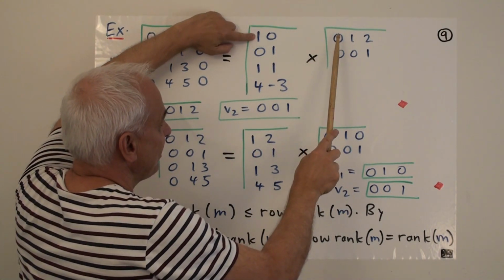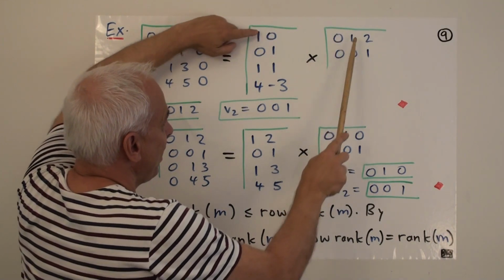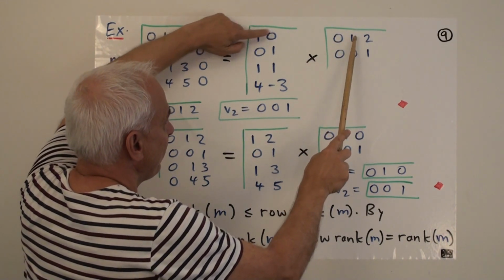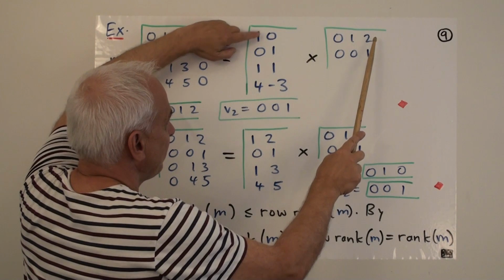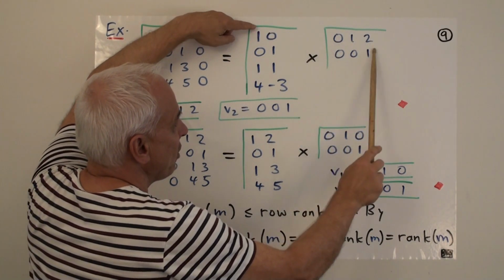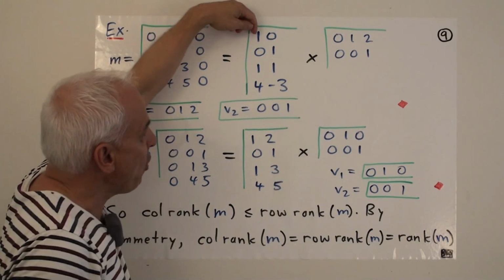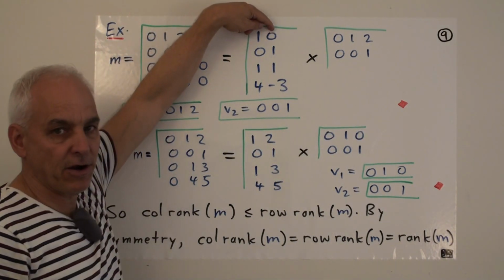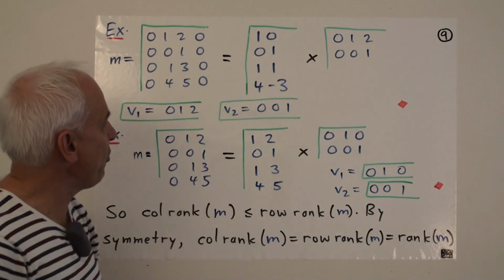So how do we get this thing? We get this times this plus this times this. And then how do we get the entry here? We get this times this plus this times this. How do we get the entry here? We get this times this plus this times this. So what we're doing is we're taking a linear combination of rows where the coefficients are given by these numbers here. So this is a kind of important observation.